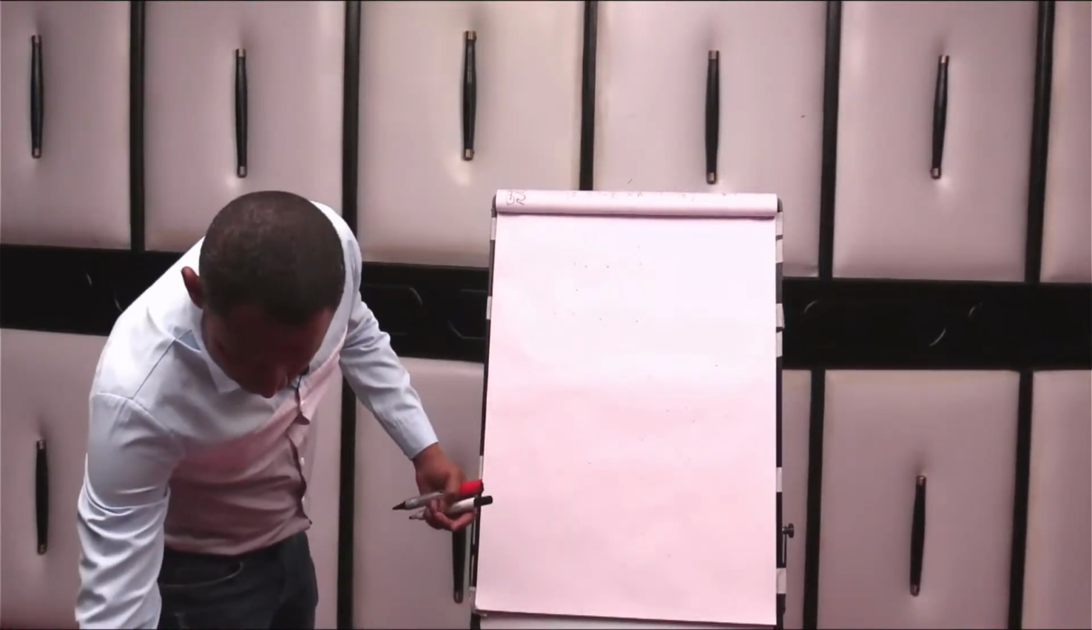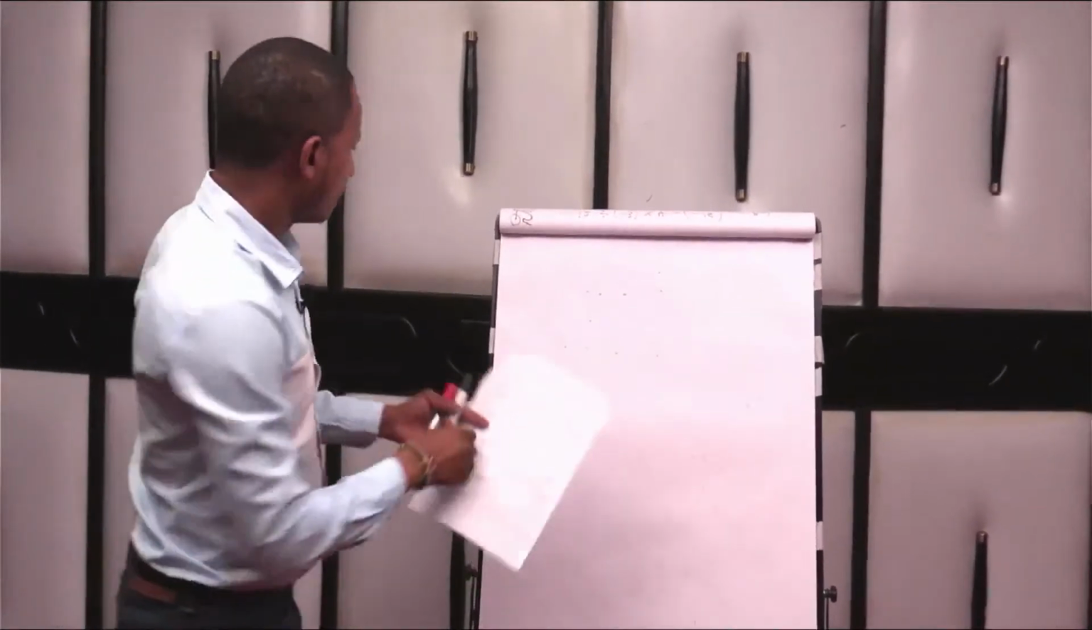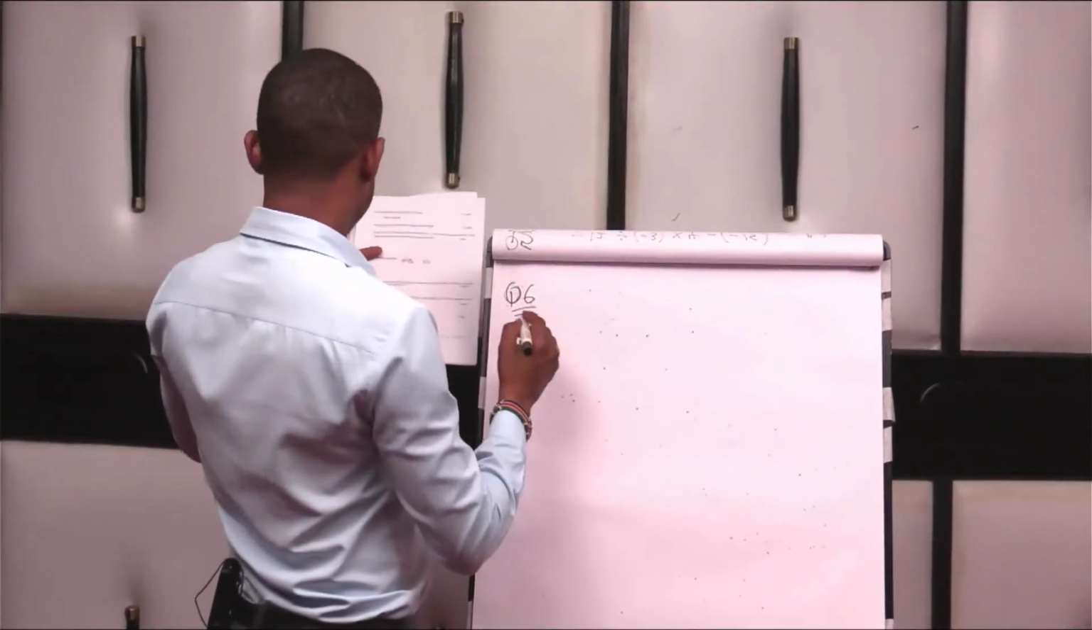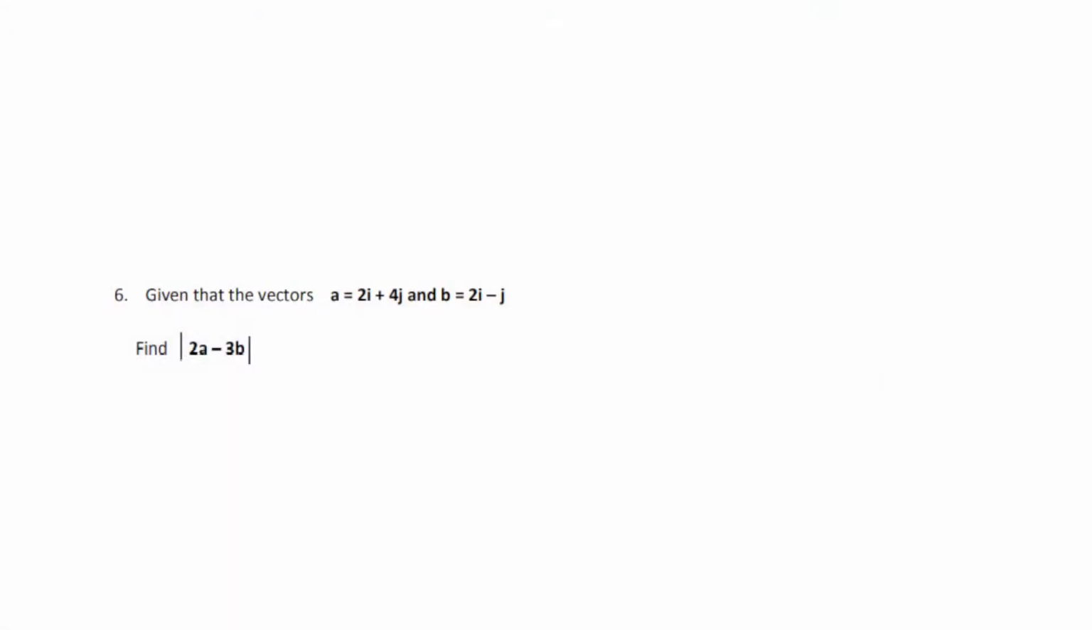Question number 6. Evaluate, given that the vectors A equals to 2i plus 4j and B equals to 2i minus 3j. Find the modulus of 2a minus 3b.